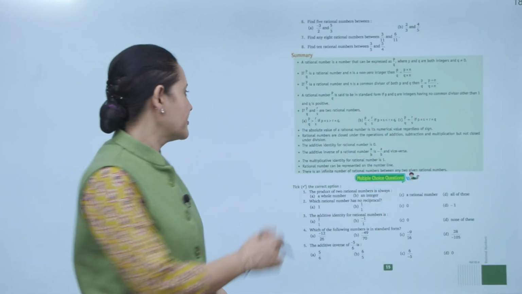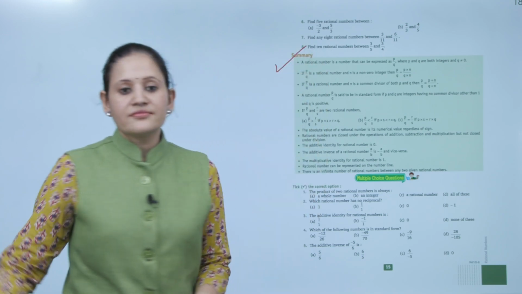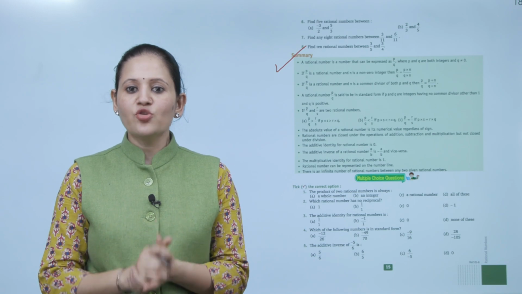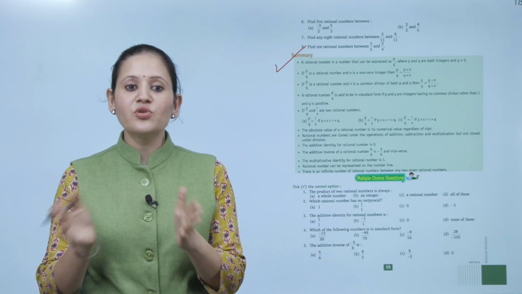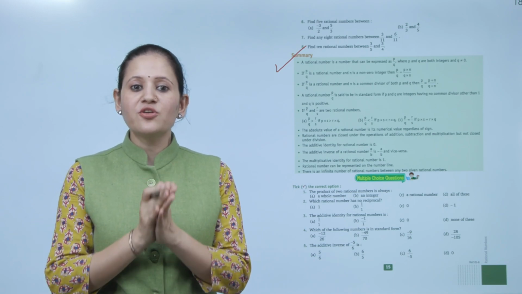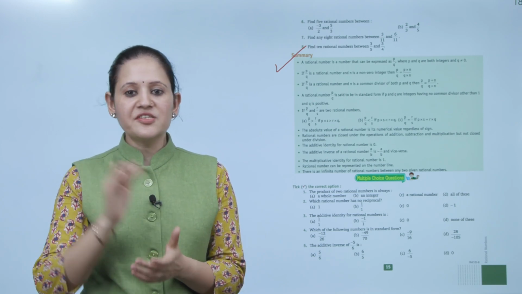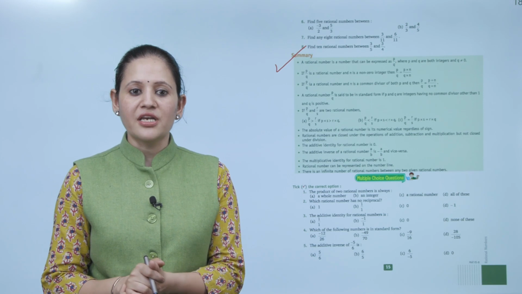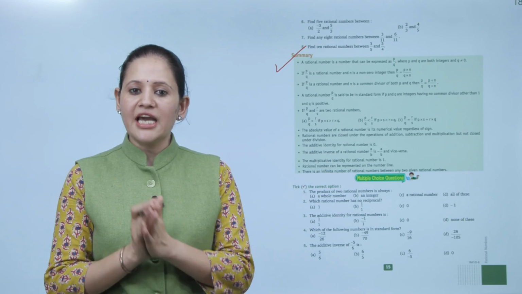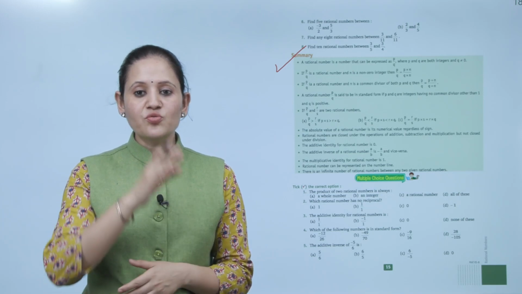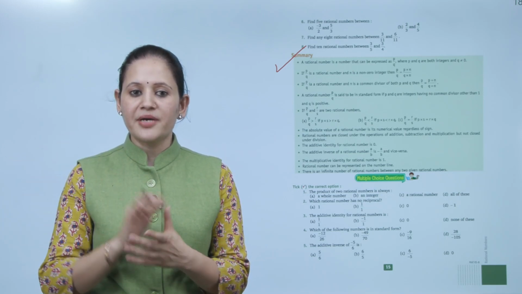Next is the summary. A rational number is a number that can be expressed as p by q, where p and q both are integers and q is not equal to 0. If p by q is a rational number and n is a non-zero integer, then p by q is equal to p into n upon q into n. If p by q is a rational number and n is a common divisor of both p and q, then p by q is equal to p divided by n upon q divided by n.